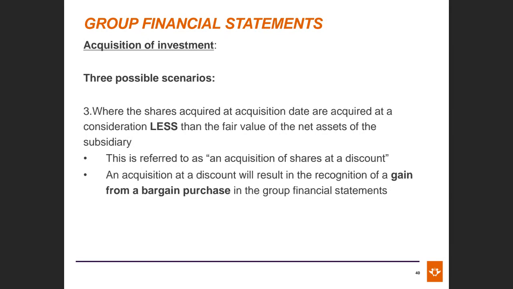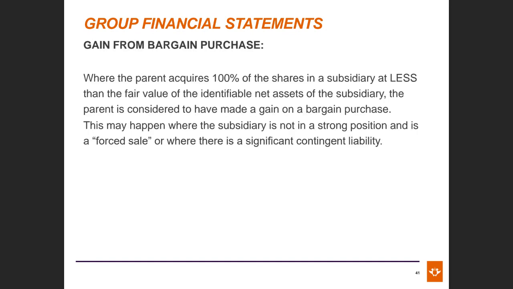Okay, so let's just have a look at the gain on bargain purchase. So the gain on bargain purchase will result where we are paying less than the fair value of the net assets. So it's almost like you go to Checkers and they're having a sale, something that was valued at 100 Rand, maybe it's chocolate. The Ferrero Rocher was valued at 100 Rand, but you are getting it for 50 Rand. So that is the situation where you have a gain from bargain purchase. It's a bargain purchase. You are getting something that is valued at 100 Rand. You are getting it for 50 Rand. So therefore, you'll have a gain from bargain purchase.